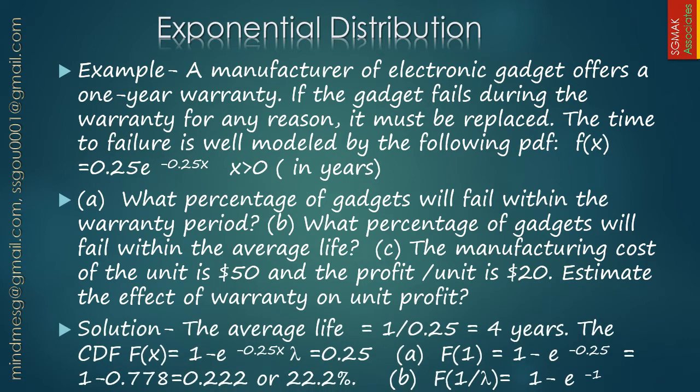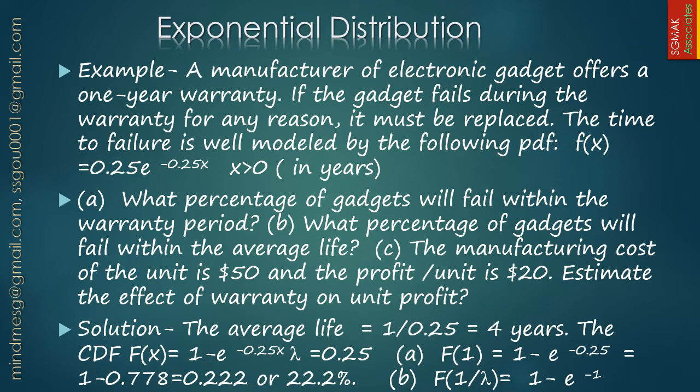So let's calculate these probabilities. The average life of this gadget is given by 1 over lambda. Lambda is 0.25, so the average life is 4 years. The CDF of x is given by 1 minus e raised to the power minus lambda x. If I put x as 1, what is the probability that the gadget will fail within the warranty period, which happens to be 1 year? It's given by 0.222 or 22.2%.